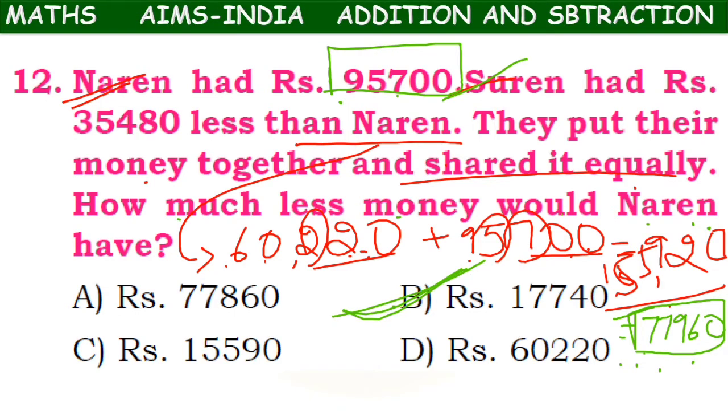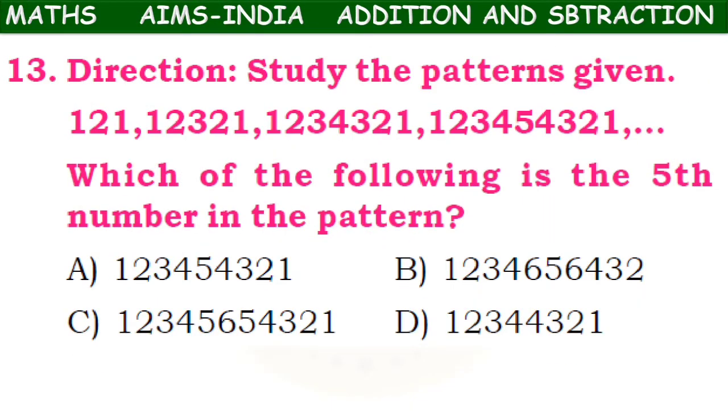Clear, children? What did we do here? First we found out what money Suren has. Then we added it and then shared it equally. That means divided by 2. After dividing, we got 77,960. But before, Naren had 95,700. So we found the difference is 17,740 rupees. Clear, children? Question number 12. Now moving on to question number 13.